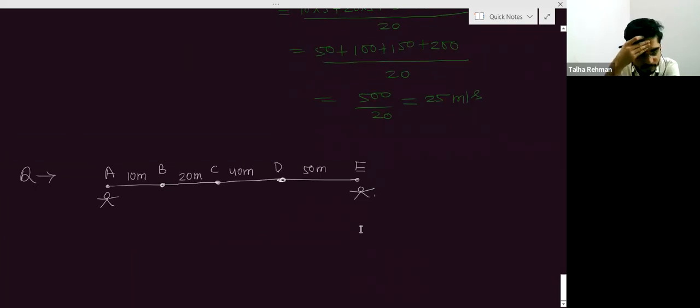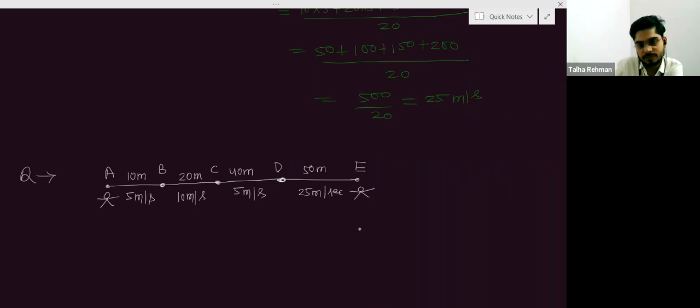So here, one more thing is given. In covering the distance AB, this person is moving with 5 meter per second. In covering BC, the person is moving with 10 meter per second. This is just an example. In covering CD, the person is moving with again 5 meter per second. In covering DE, the person is moving with 25 meter per second.